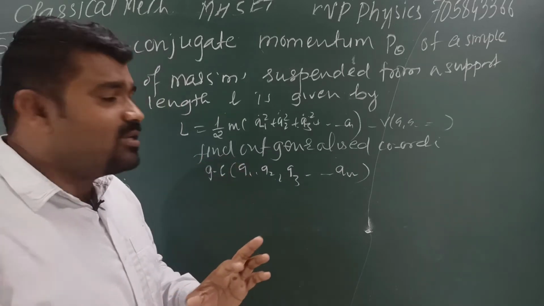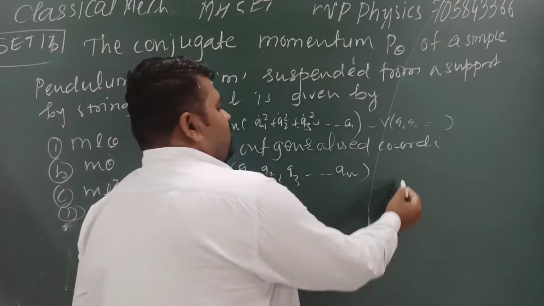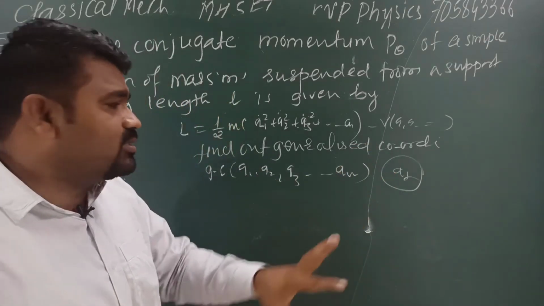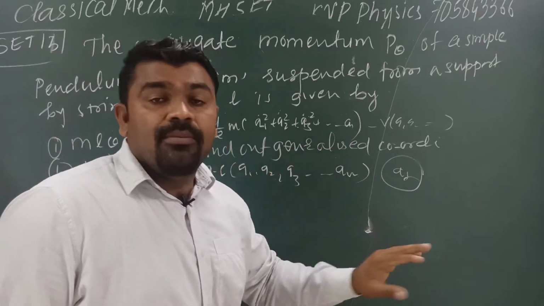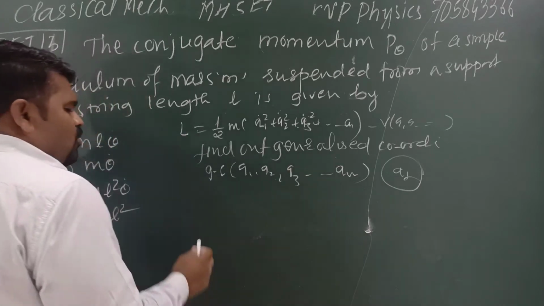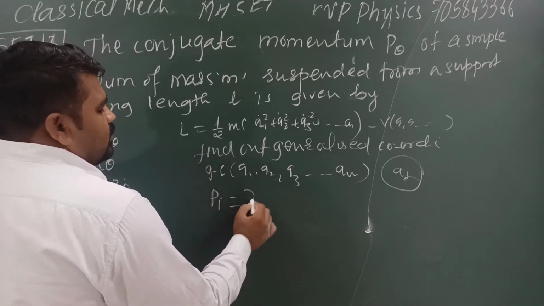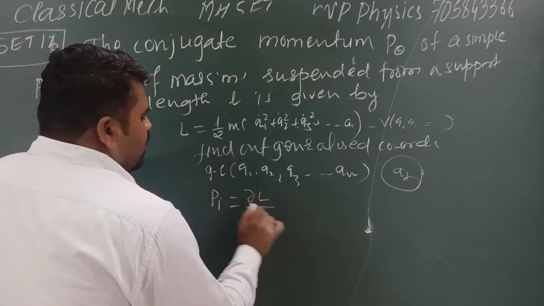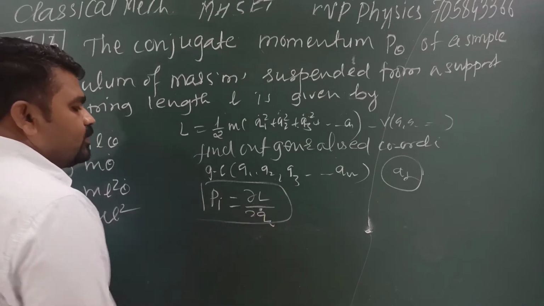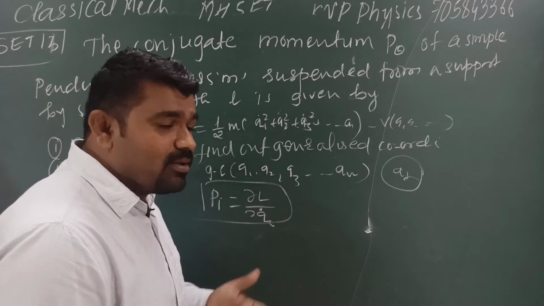We can find the generalized momenta only for these coordinates. We cannot find the generalized momentum for, say, qf, because qf is not a generalized coordinate. We can find generalized momenta only for generalized coordinates. What is the definition of generalized momenta? pi is equal to the partial derivative of L with respect to qi dot, the partial derivative of the Lagrangian with respect to the generalized velocity.